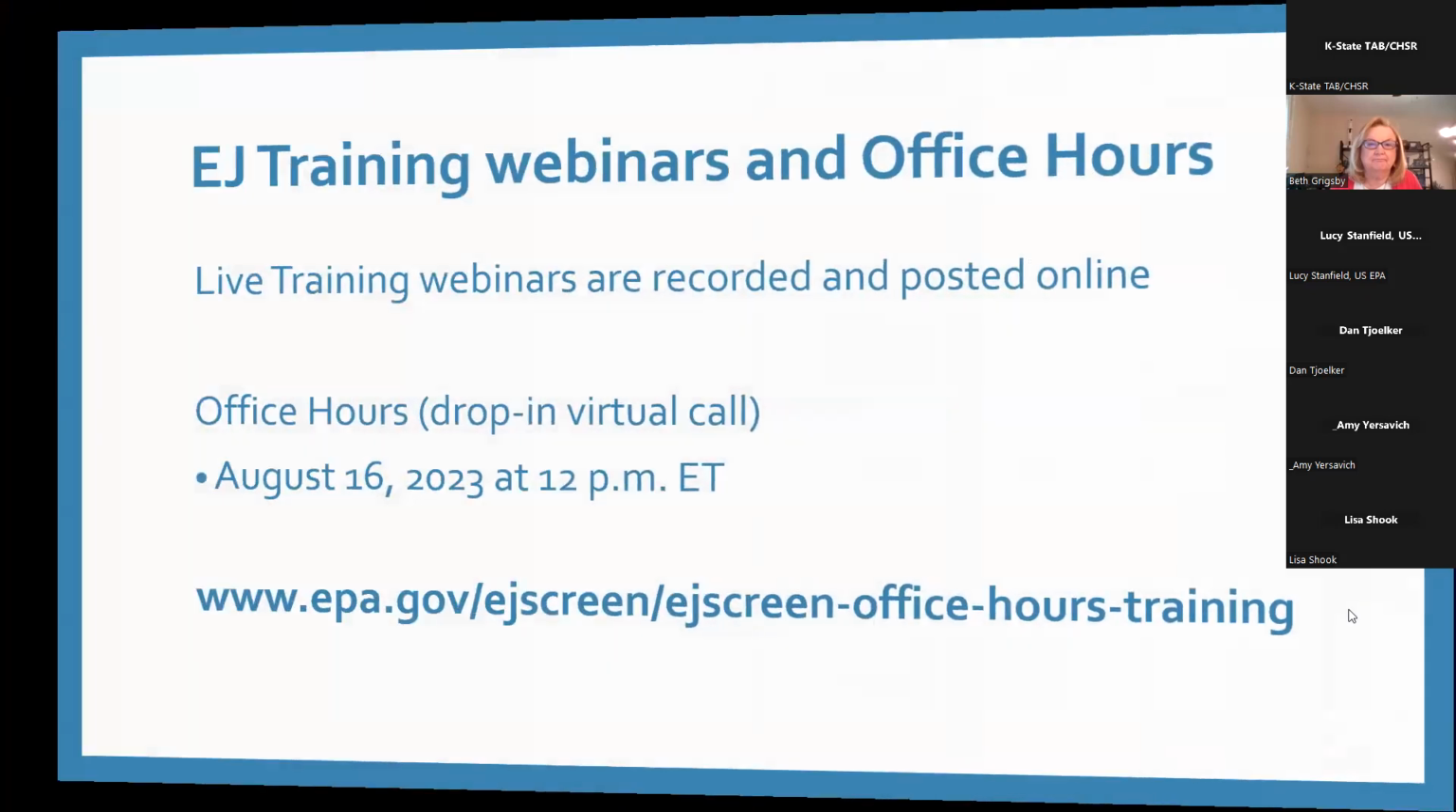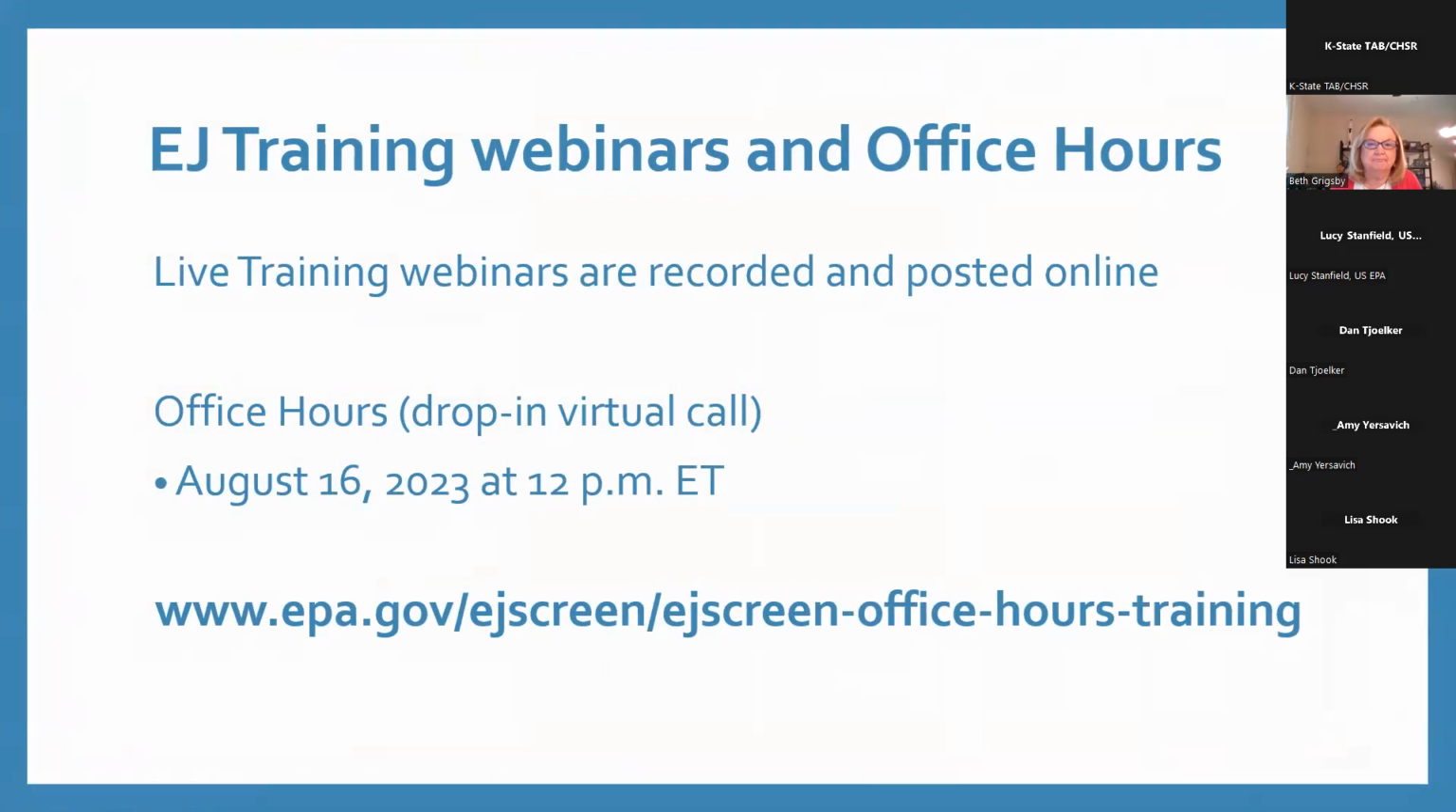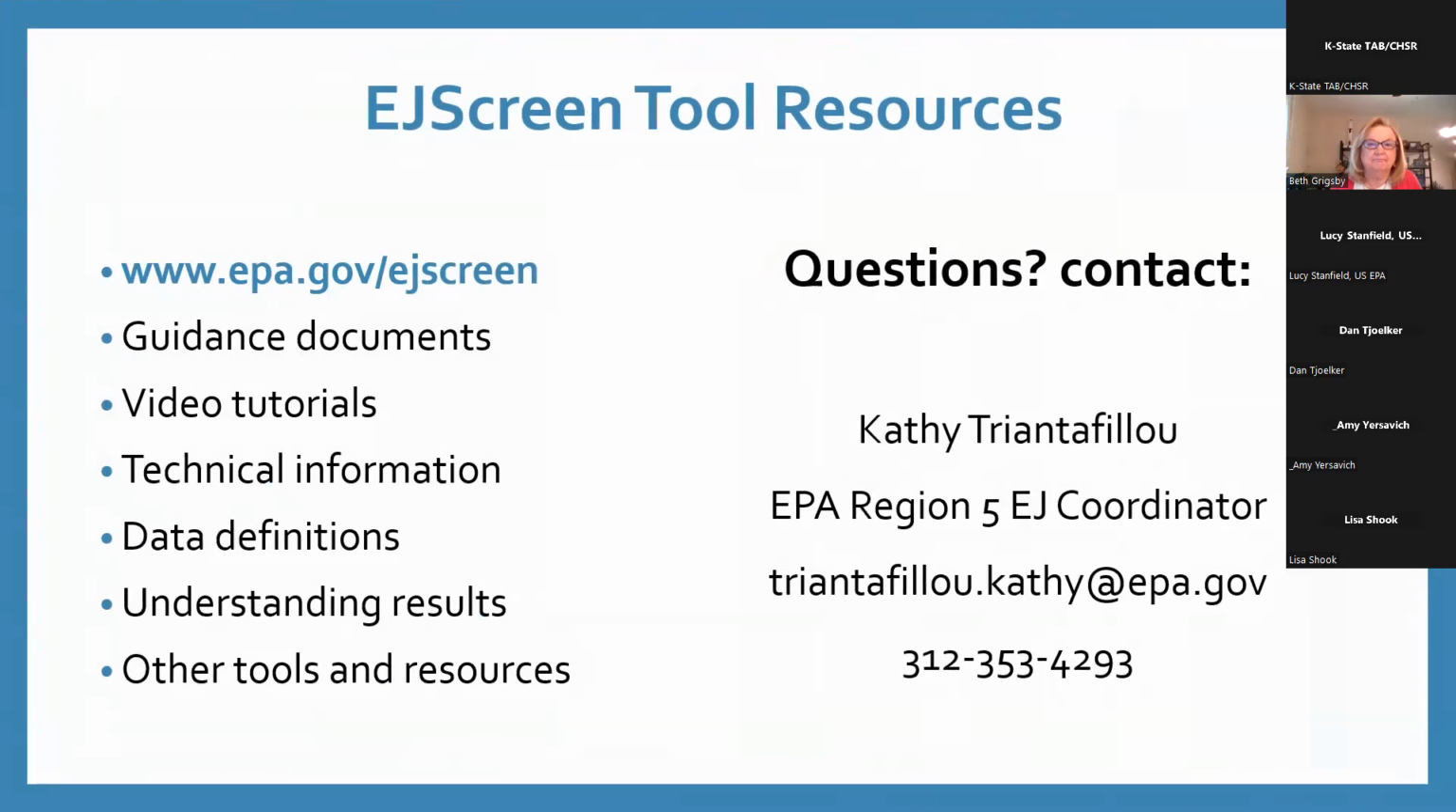I do want to just quickly show, there are online trainings that go in depth that give you an hour training. These are on the website, epa.gov/EJ-screen under the office hours. There is another live office hours happening August 16th. But all of the live training webinars to date have been recorded and are online. And these are the resources, as I mentioned: the metadata, the technical information about the data, guidance documents, and definitions of all the data are on this website.